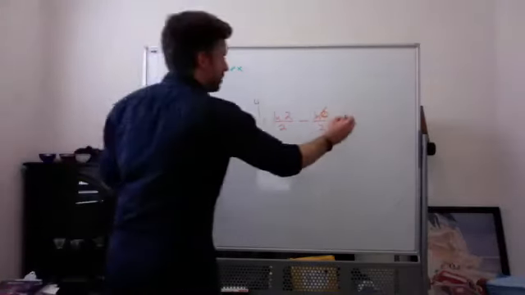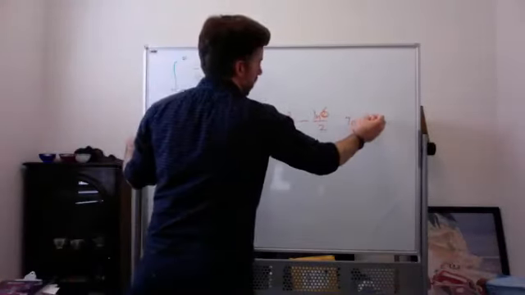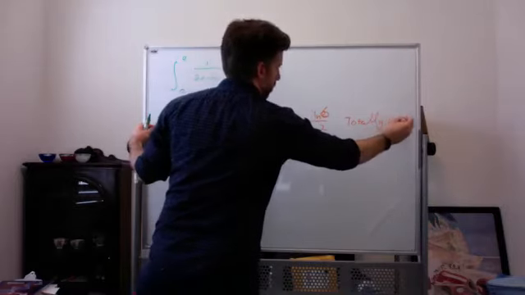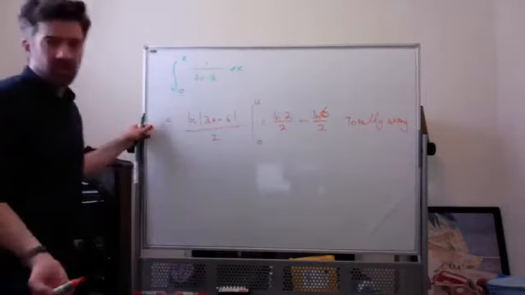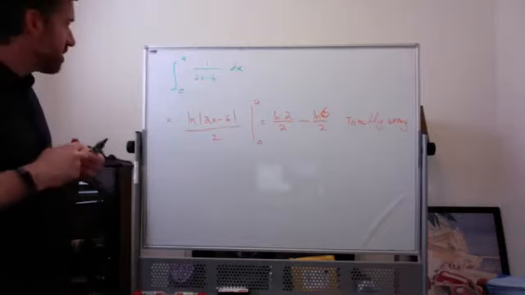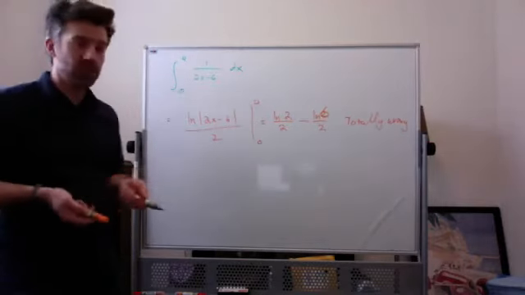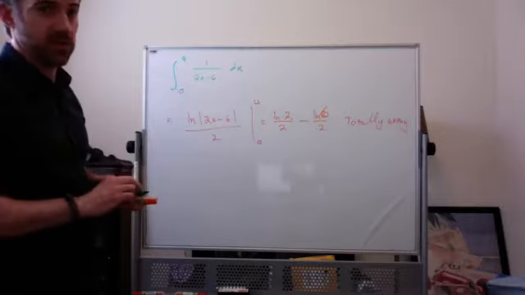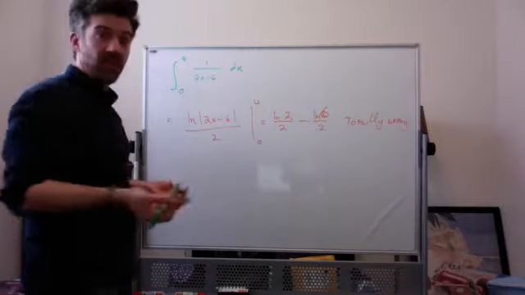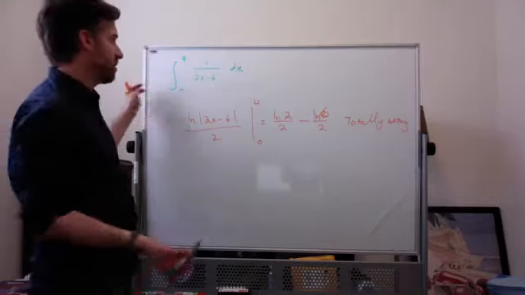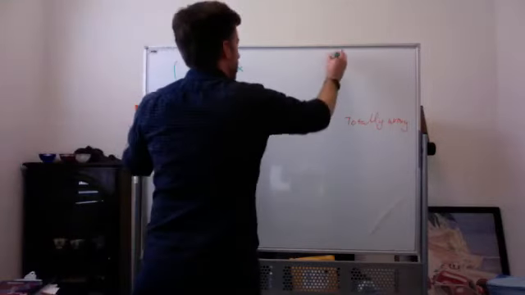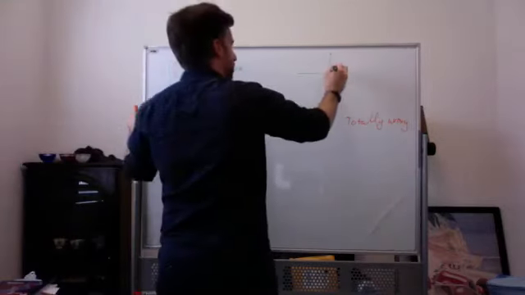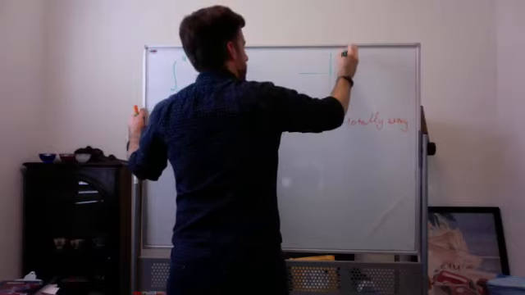And this is totally wrong, even though it looks like it could be totally fine. The reason it's totally wrong is because this function, 1 over 2x minus 6, is undefined somewhere between 0 and 4. Specifically, it's undefined at 3. If you plug in 3, you get division by 0. This function, 1 over 2x minus 6, has a vertical asymptote at 3.